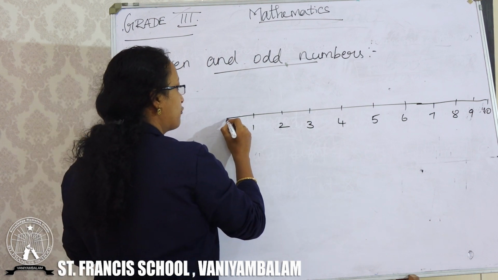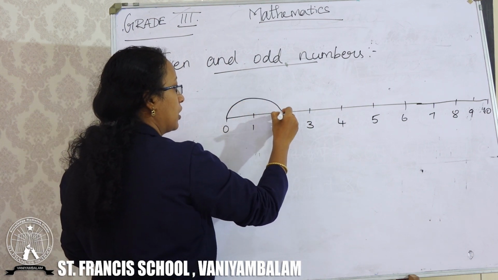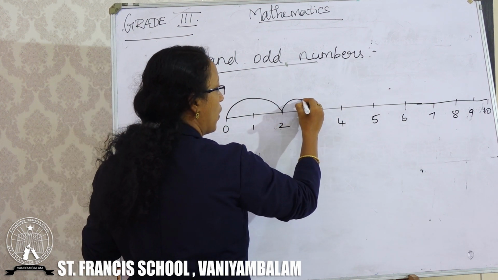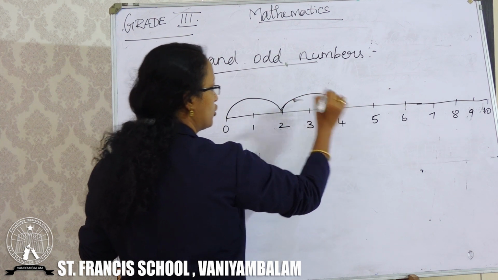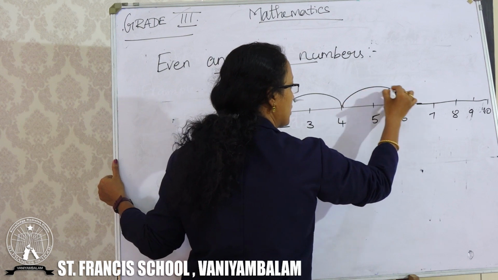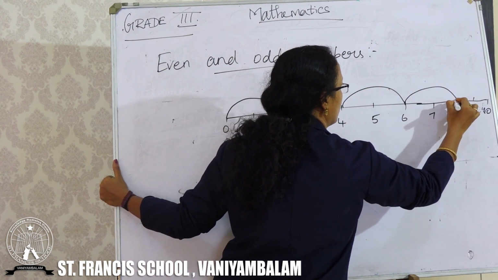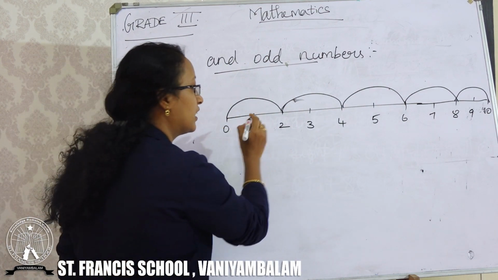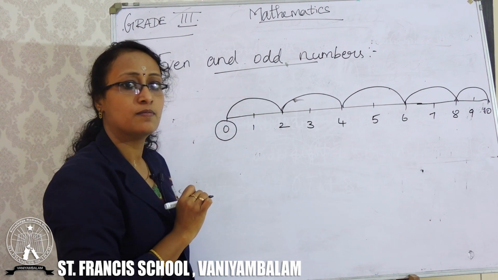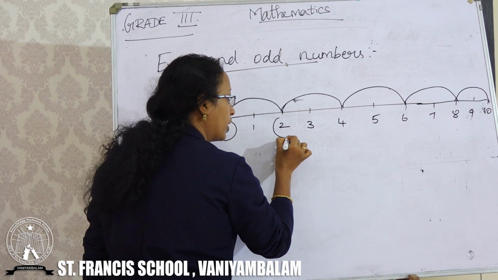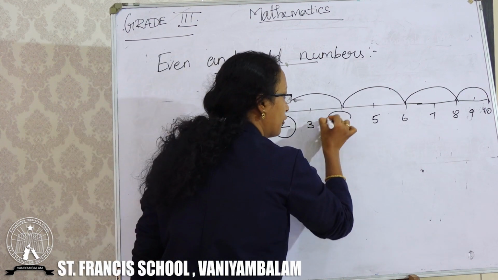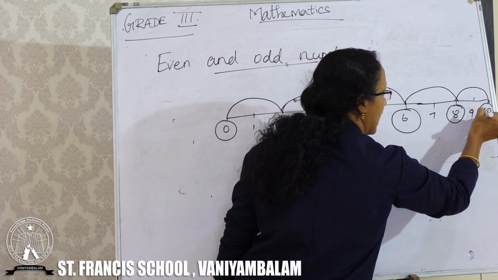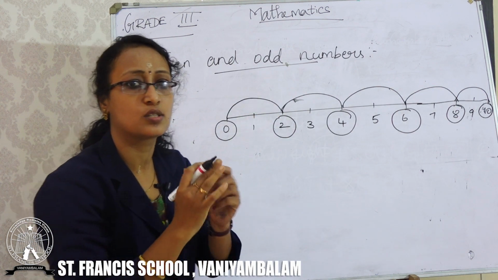So you will start from 0. 1 place and 2 place. We skipped 2. 1, 2. Next 1, 2. 1, 2. 1, 2. Just circle the numbers where it reached. First you start from 0. Then from 0 it reaches 2. Next 4. Next 6. Next 8. At last 10. So what you understood from this?